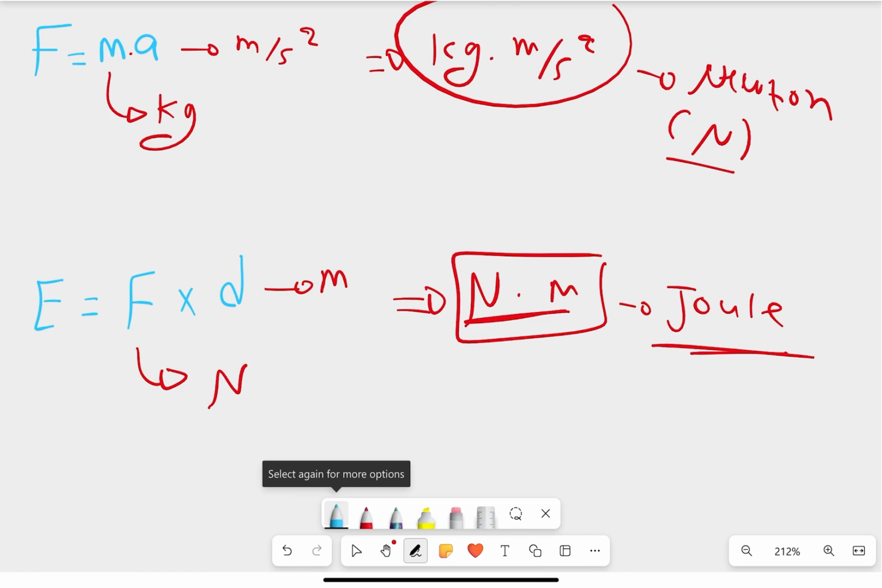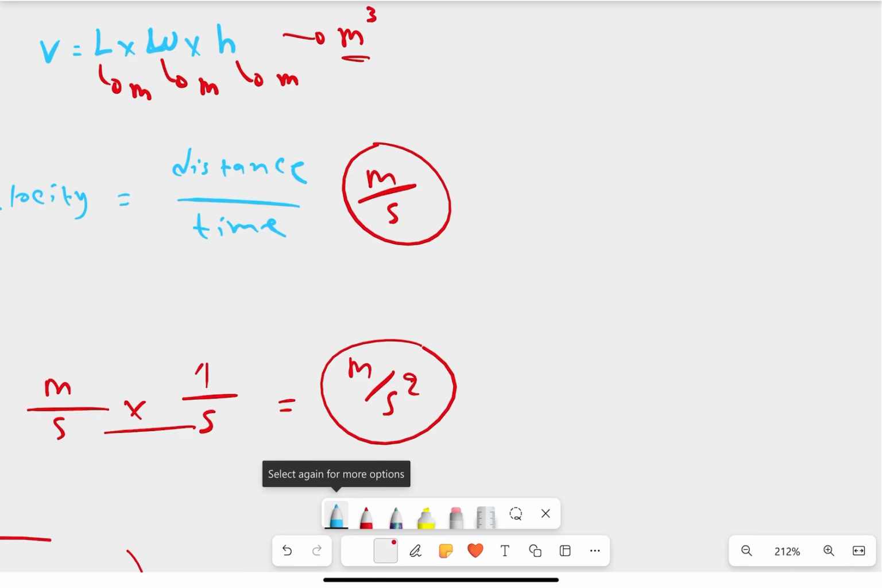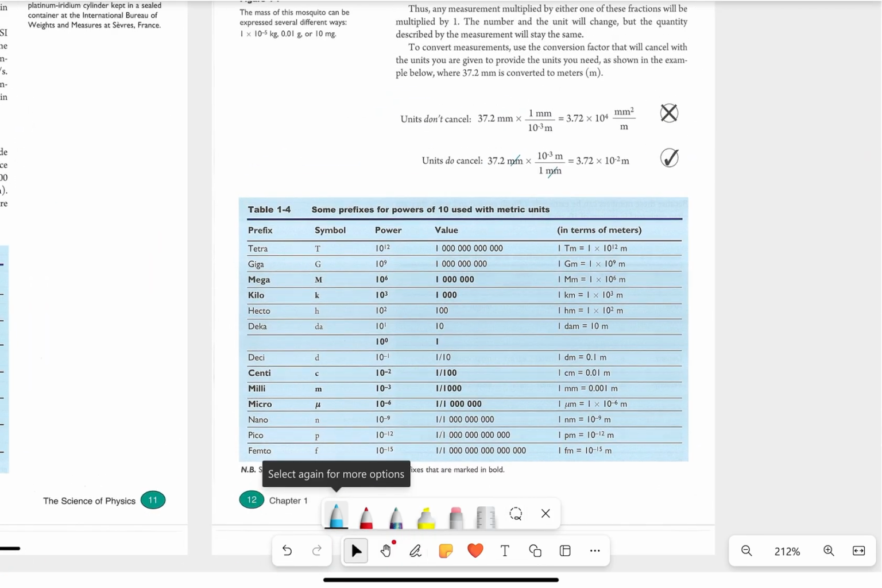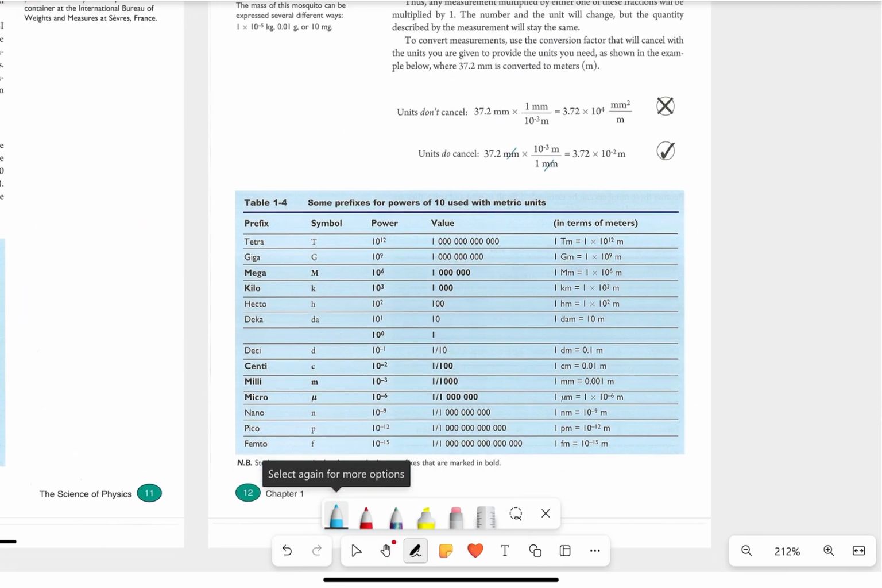And we will be covering this unit conversion in the next lesson. So please try to memorize all these units, okay? Then we will be learning how can we convert each of them.